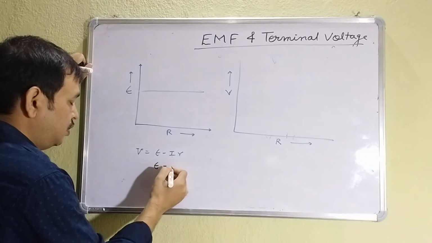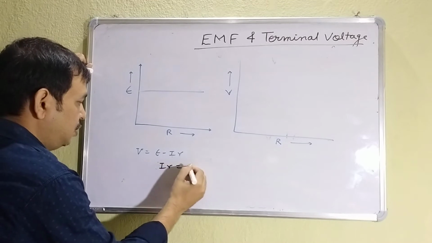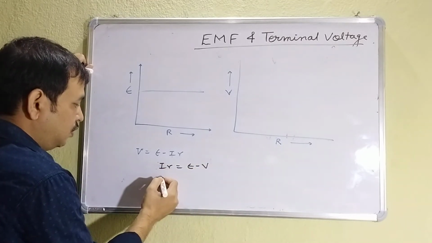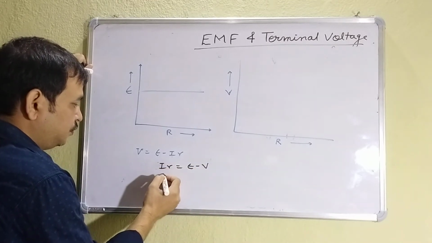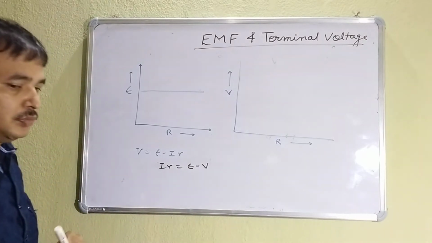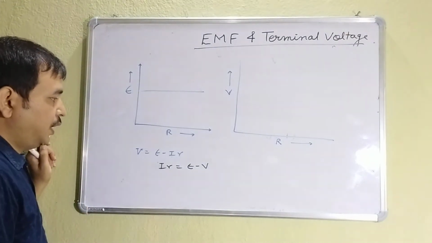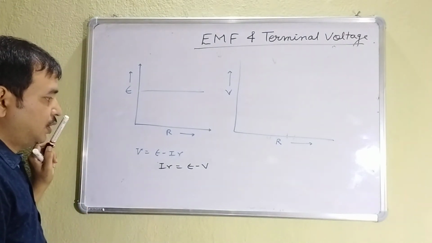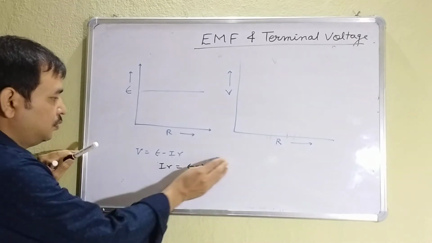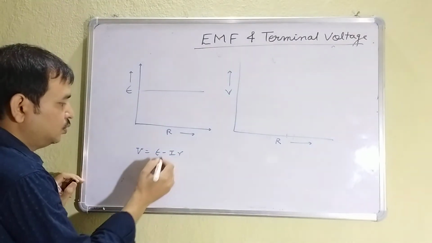E is equal to IR plus V, so V is equal to E minus IR. Now we have to derive the relation between V and the external resistance R. So there is no use of E.